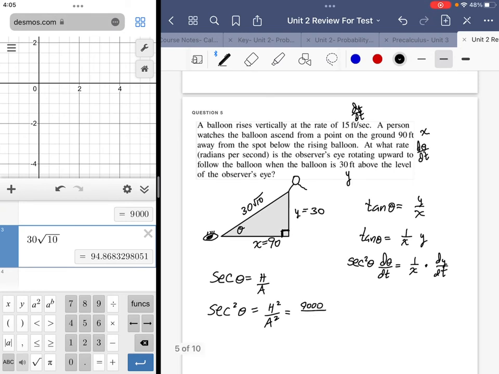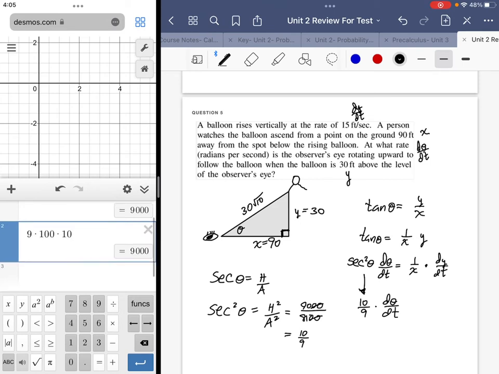Then on the bottom, adjacent squared. Adjacent is 90 squared, which is 81. 9 times 9 is 81. Tack on a couple of zeros. All right, this could simplify. All right, knock off the zeros. Both the top and bottom number are divisible by 9, so 10/9. All right, so I'd be looking at this becoming 10 over 9 times d theta dt.